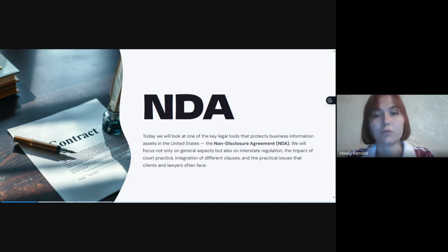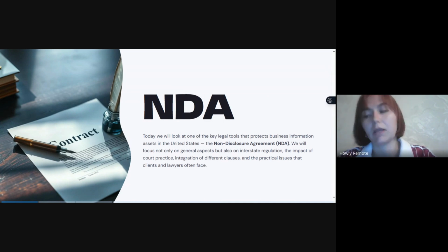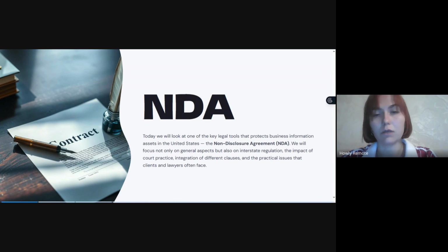I will also include examples from real cases to make the discussion more understandable. My goal is to give you a clear picture of how NDAs work in the real business world and in US law.